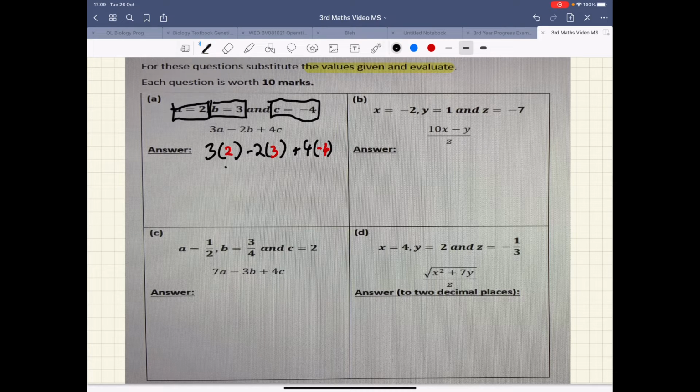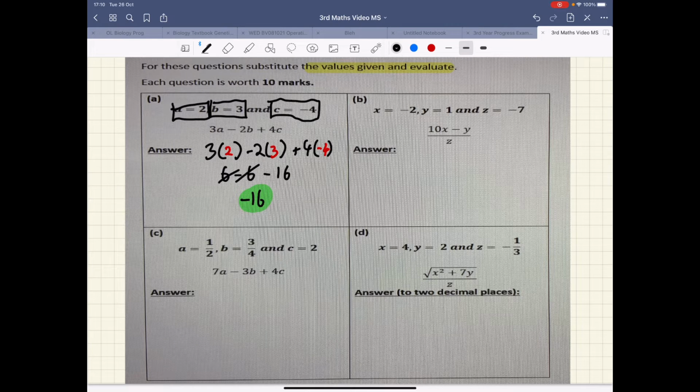So 3 times 2 is 6, minus 2 times 3 is -6, and 4 multiplied by -4 is -16. 6 minus 6 is equal to 0, so they cancel. You're just left with -16, and that's your answer. -16.